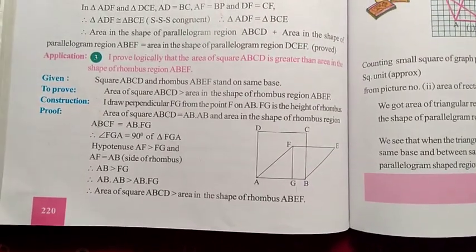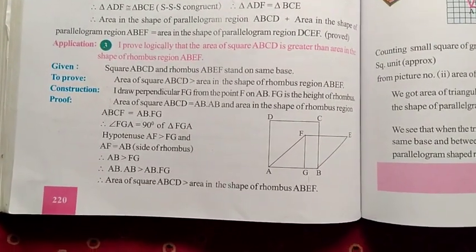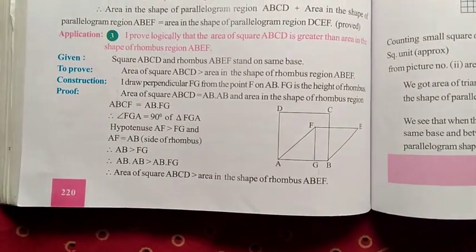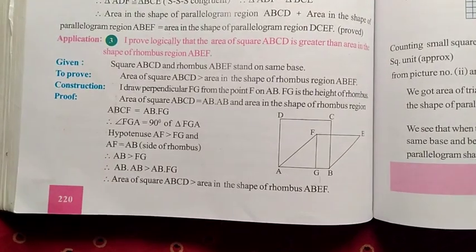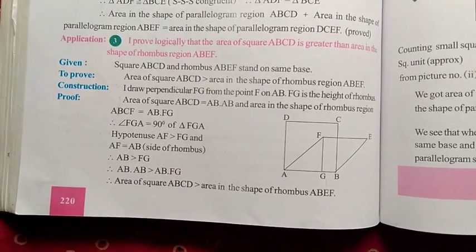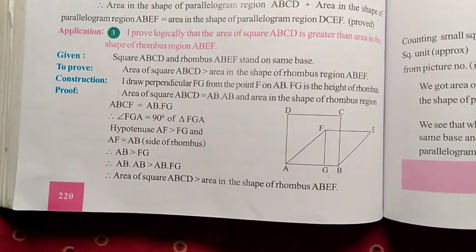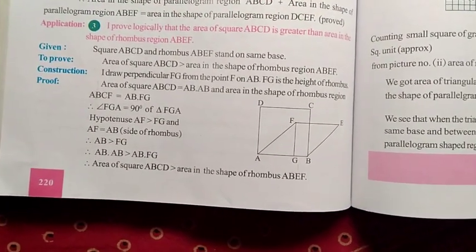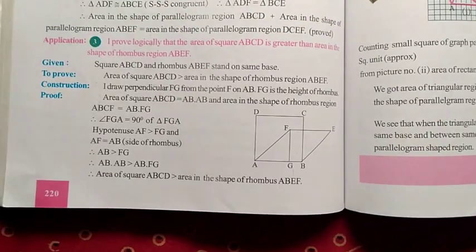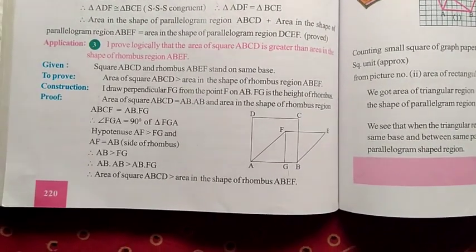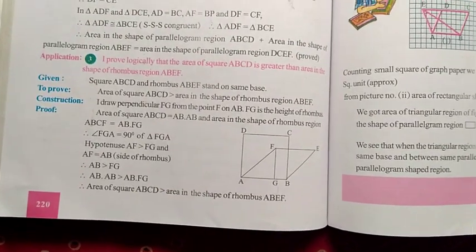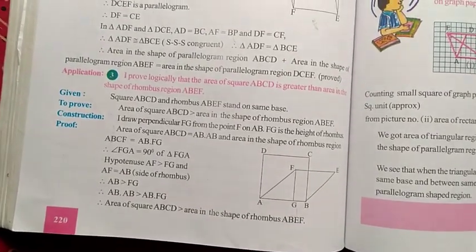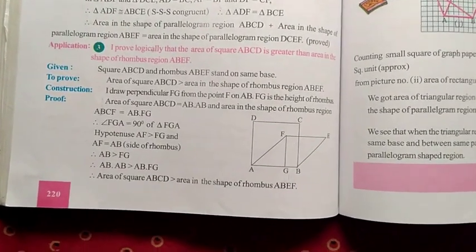This is application 3, page number 220, Theorems on Area chapter. This is an application, but I guess it's very important for a short question. Here the question is, if a rhombus and a square are on the same base, the side of the rhombus and the side of the square are equal, which has the greater area? Always the square has the greater area.